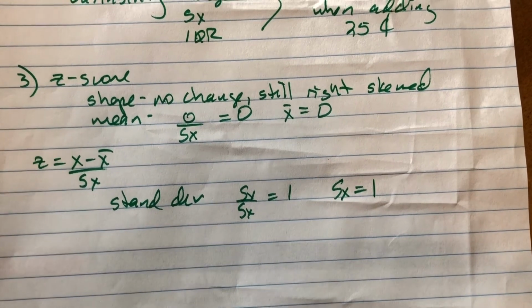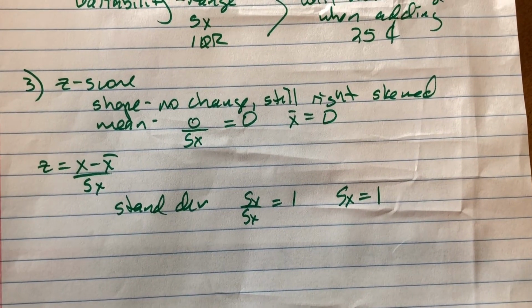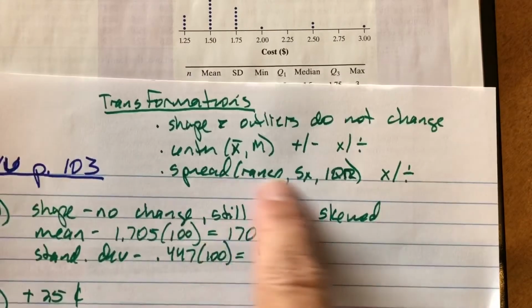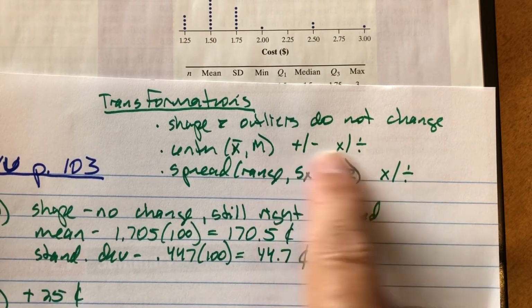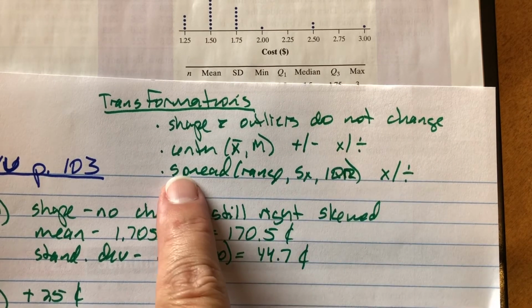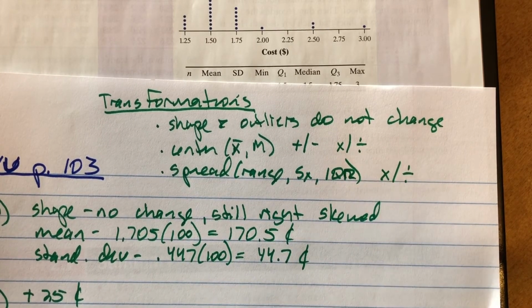Okay? All right. I hope this was helpful. And don't forget our little summary up here. Shape and outliers don't change. Center is impacted by every mathematical thing you can do. And spread is only impacted by multiplication and division.